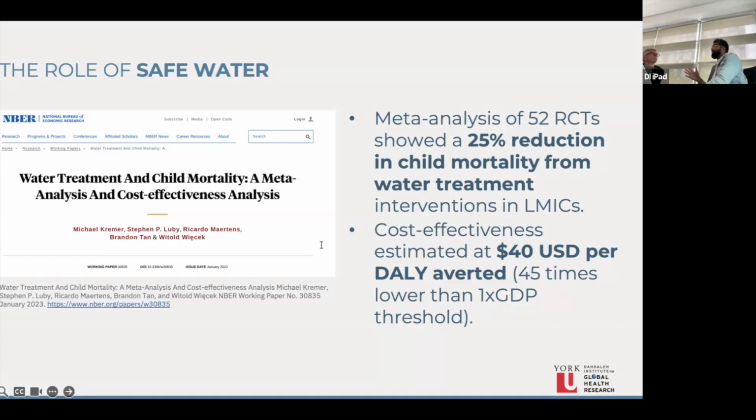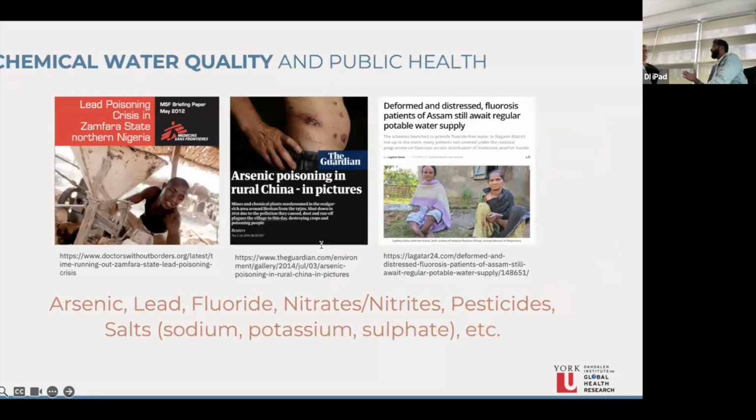So far, I've only talked about microbiological water quality. There's a whole other world of chemical water quality, right? A lot of the parameters that naturally exist in water, chemical water quality parameters, can cause both acute and chronic health risks. And they can be naturally occurring or they can be anthropogenic, right?